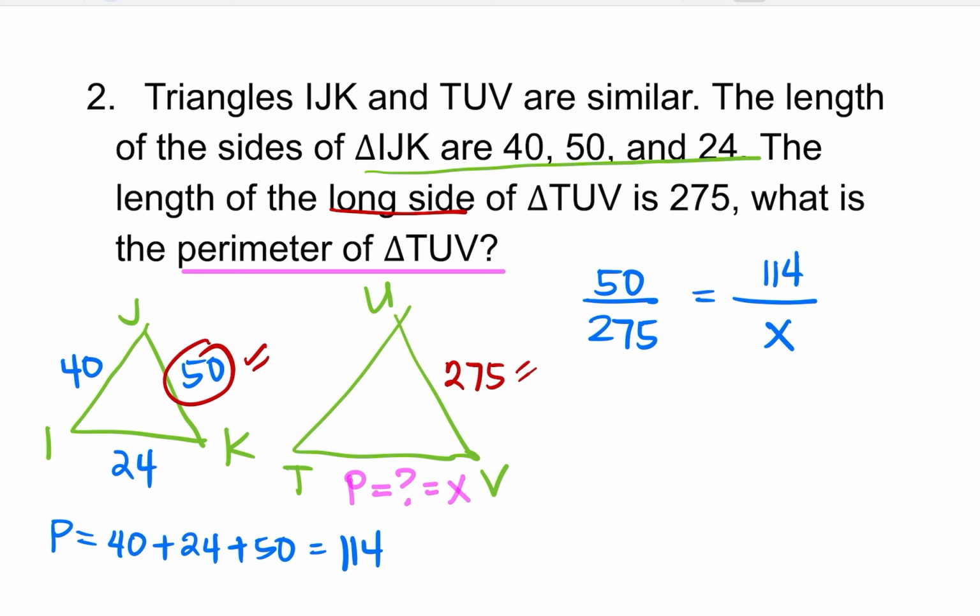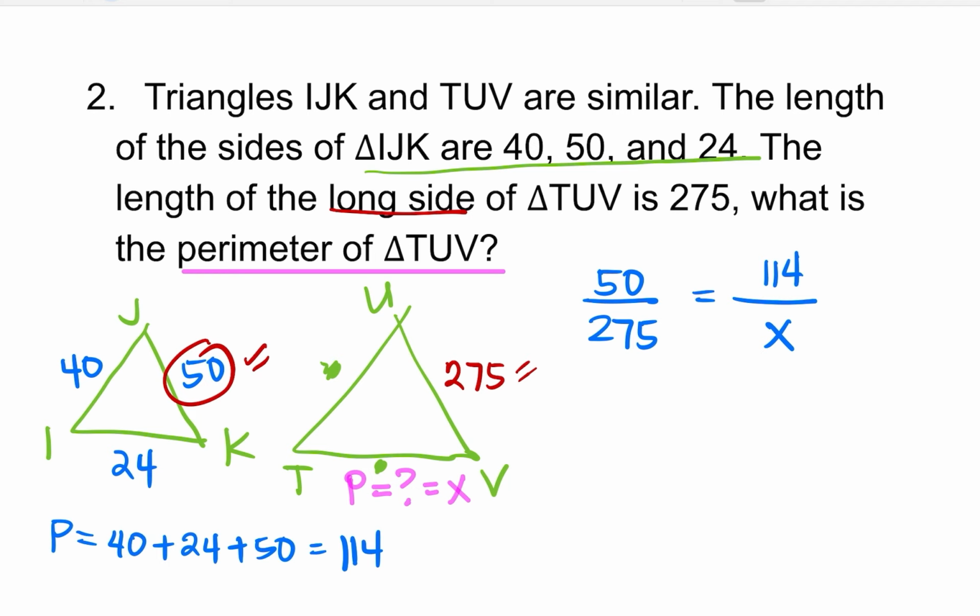By the way, there are 3 methods that you can use to solve this specific problem. Another method is to find the two other sides of the triangle, this side right here and this side right here, and then you add all the sides. That's one method. You could also find the scale factor and then multiply. So that's another method. This is one method that I'm showing you.